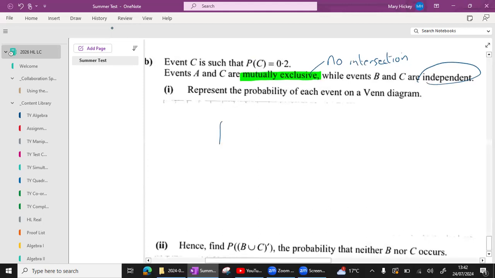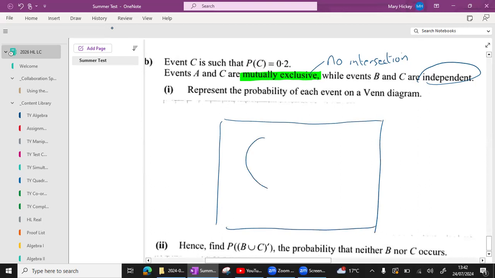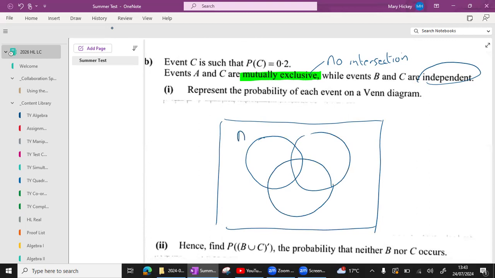So, okay, in this case, I'm going to have to draw three circles because I have three sets now. I have the A and the B that I originally had, and I have the C now, A, B, C. So I know the probability of C is 0.2. Looking back on the first question, my A was 0.33 and my B was 0.45. Okay, so that doesn't change.